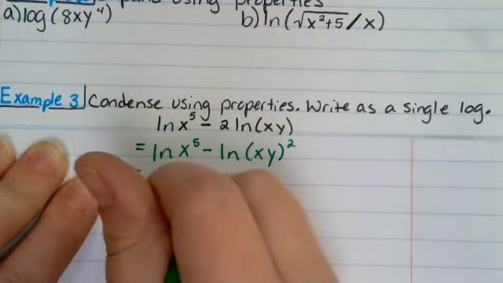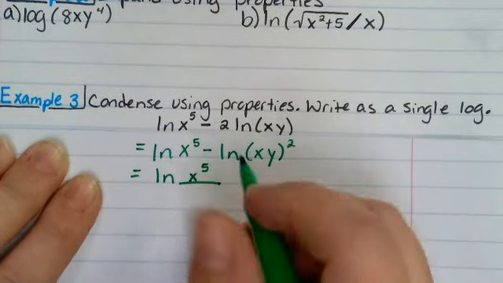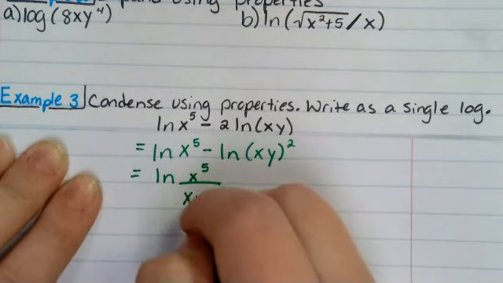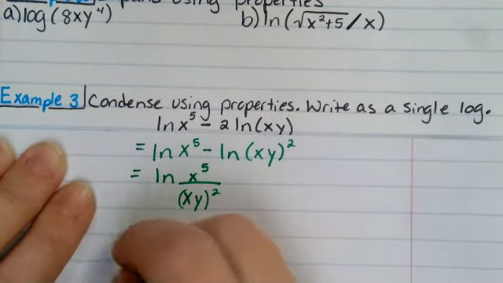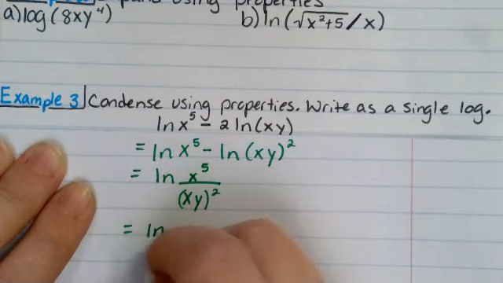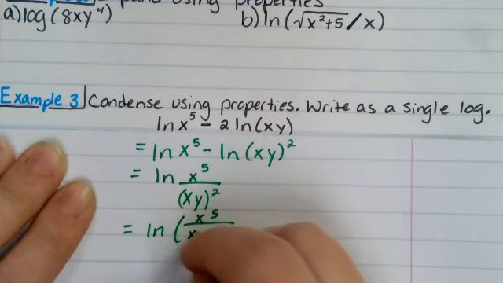And at this point, I can condense it all the way to a quotient, make it x to the 5th over xy raised to the 2nd power. Now that also can simplify. This is the natural log. We've got x to the 5th over x squared, y squared.